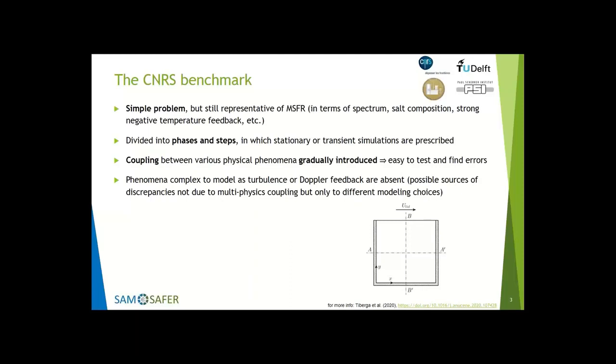The key aspect of this benchmark is that it's divided into steps and phases in which stationary or transient problems are solved, but in which the physics phenomena are gradually coupled together. As we will see, there is phase zero, in which we study single physics steady state problems, not very different from other problems you find in the literature. But this step is necessary to be sure that we can move on and study the coupling between the different physics. So in phase one, we will study steady state problems in which we couple one physics at a time.